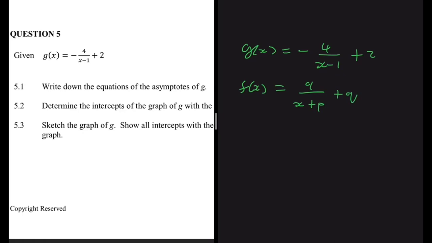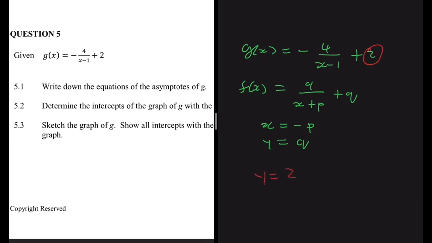We need the vertical asymptote and the horizontal asymptote. So the vertical asymptote is given by x is equal to minus p, and the horizontal asymptote is given by y is equal to q. So let's look at our equation g of x and determine minus p and q, right? So let's start with q because it's pretty much straightforward. We just have plus 2. So the horizontal asymptote will be y is equal to 2.